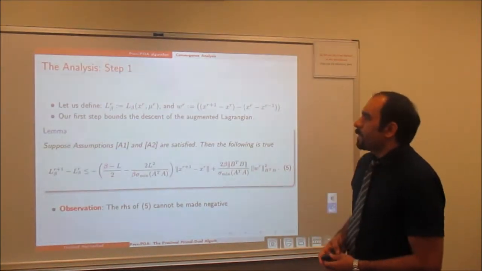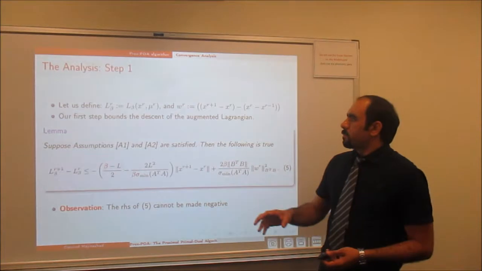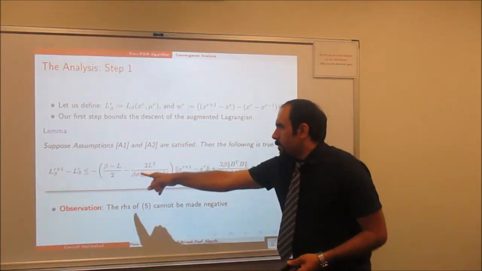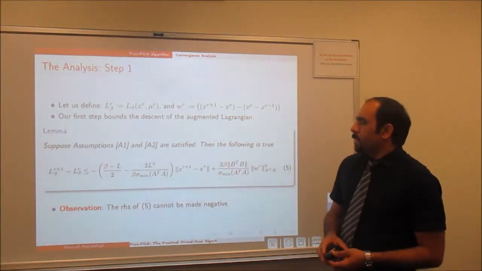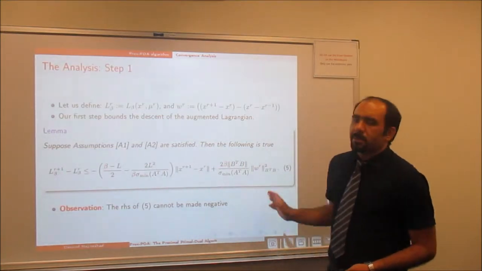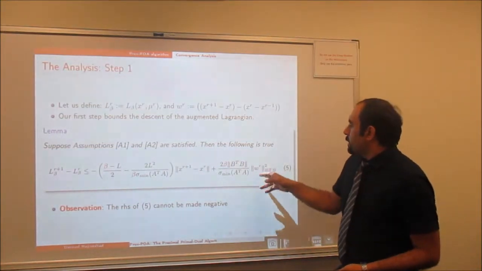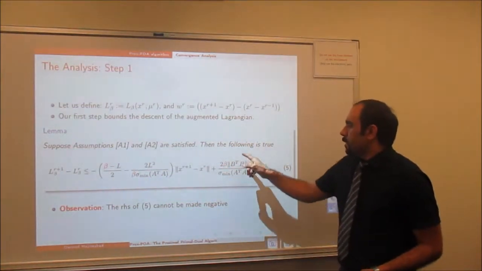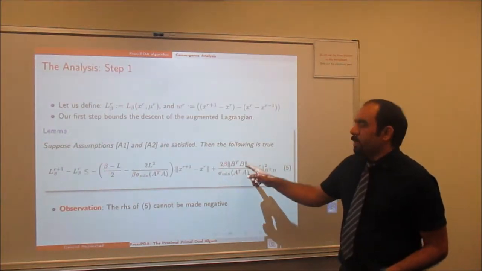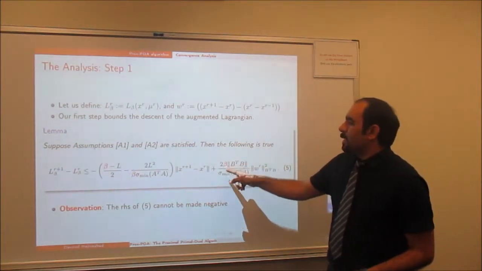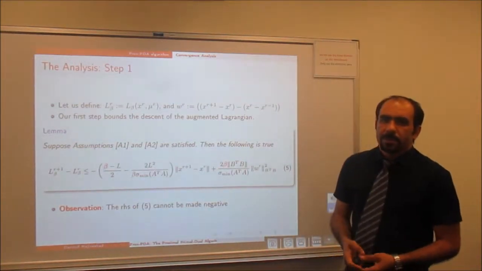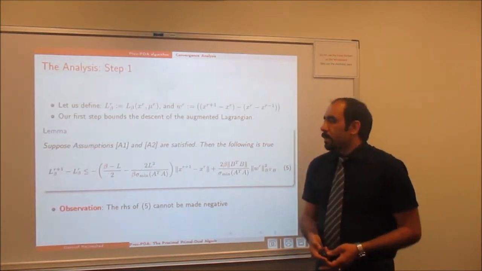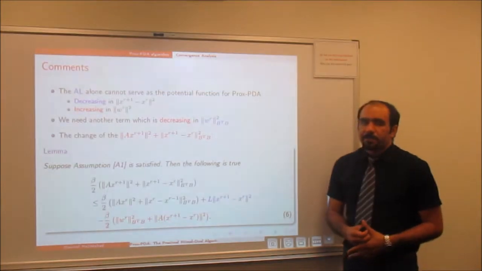In the first step, we bound the descent of the augmented Lagrangian. This is the lemma. If all the assumptions are satisfied, L^(r+1) minus L^r is less than the right hand side. We can see that this term can be negative, but the coefficient in front of w^r cannot be negative, no matter how big beta is. So the augmented Lagrangian cannot serve as a potential function. So we need to look for a different term.